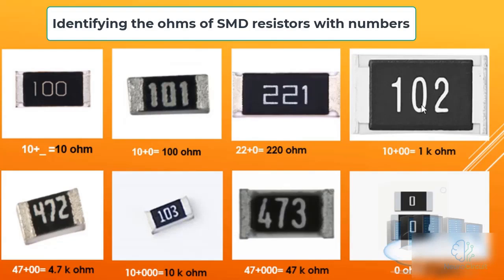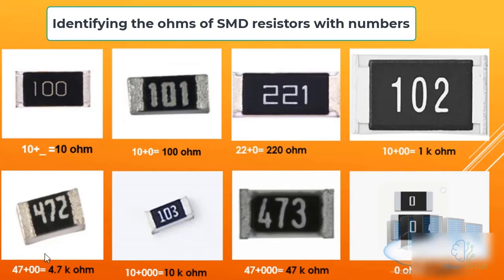For example, here it's written as 102. Well, this 2 means that 2 zeros should be placed after the 10, so you should translate this 2 as 2 zeros. If the zeros are placed after the 10, how much does it become? 1000. So 1000 ohms. How much is that? 1 kilo ohm. So do you see? Here it is written as 1 kilo ohm. Look, 10 plus 2 zeros, you see?